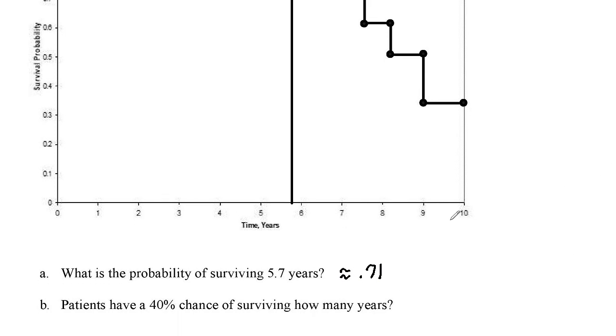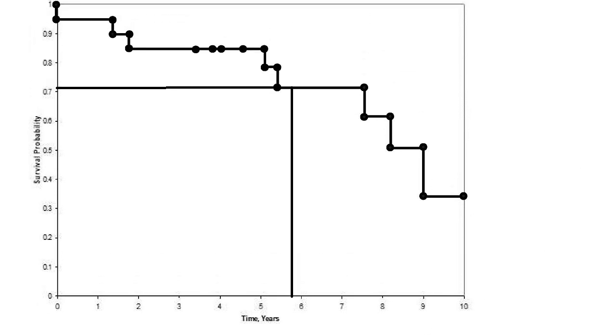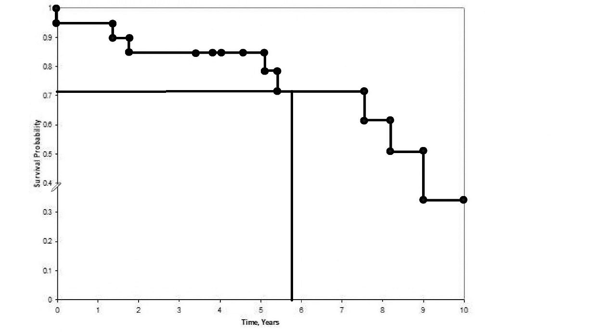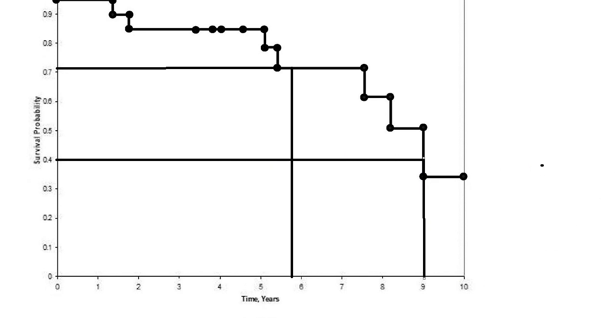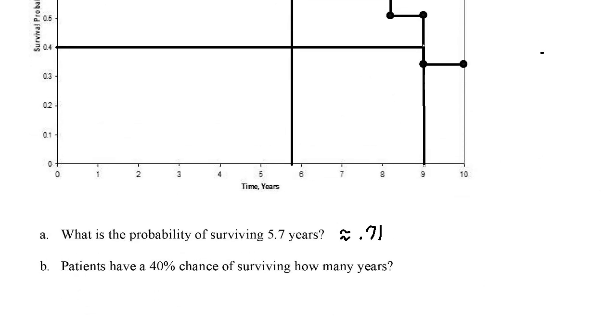The other question: patients have a 40% chance of surviving how many years? Now we're given survival probability, we want to find time. Just do a horizontal line across from the 0.4 until you hit the curve. From 0.4 we go across, we hit the curve right here. That is going to be at 9 years.